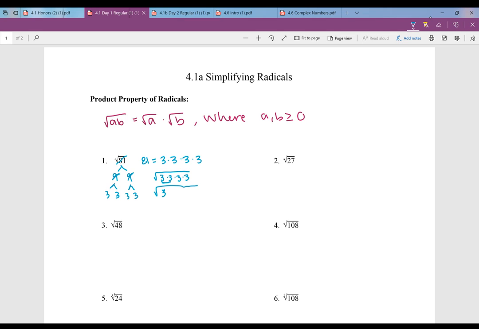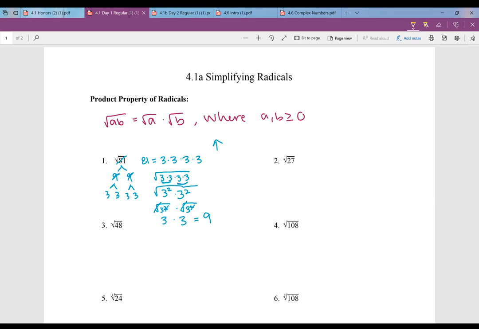Now, if we look at this, 2 3's, right? 3 times 3 is really 3 squared. So really we're doing 3 squared times another 3 squared. And we know that because of our product property, that's the same as the square root of 3 squared times the square root of 3 squared. And what happens is that squared and square root actually cancel each other out. And we're just left with 3. And again over here, we're left with 3. And 3 times 3 is 9.